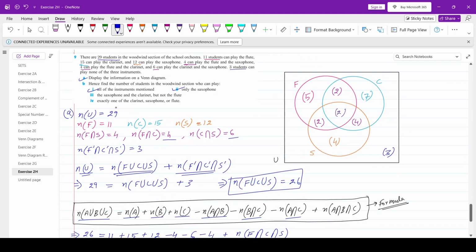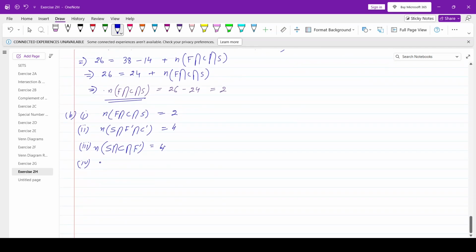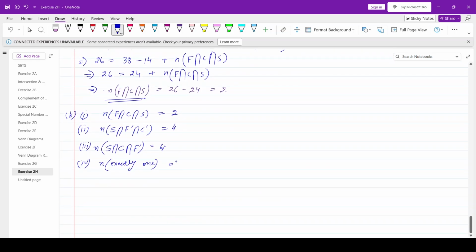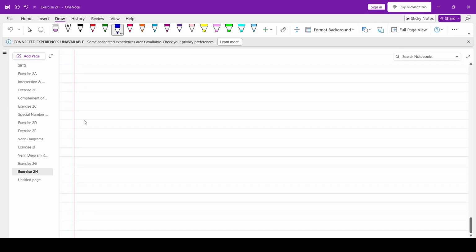Section 4 says exactly one of the clarinet, saxophone or flute. So exactly 1 is going to be 5 plus 4 plus 7, that is 16. Let's move on to the next question.